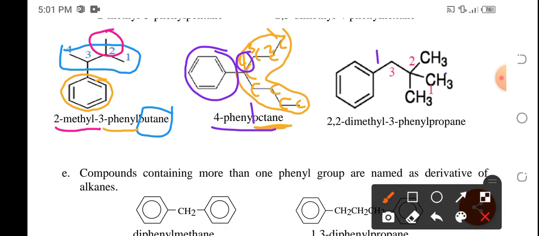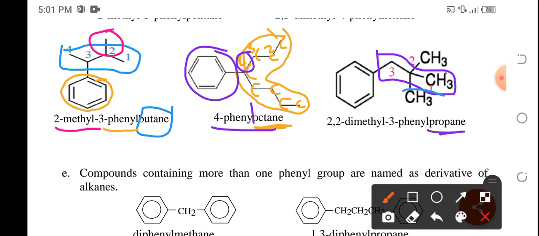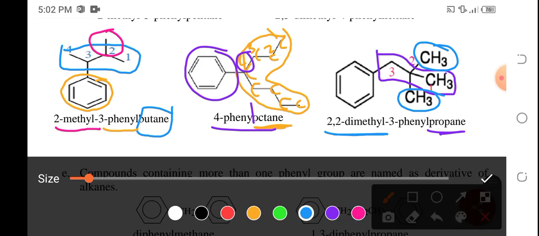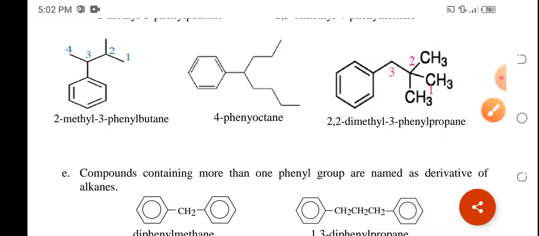And then the last example here is the parent chain has 3 carbon atoms. So this is the parent chain. That's the longest chain. So that's propane. What is not included are, so this is a methyl and another methyl. So we have 2,2-dimethyl. And then we have here on the last carbon atom, so that's 3-phenyl propane. So overall, that would be 2,2-dimethyl-3-phenylpropane.